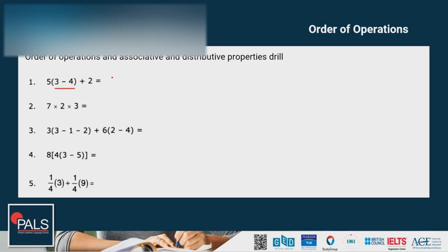So I can write 5. 3 minus 4 is minus 1 plus 2. That's the first step. Then multiplication. 5 times minus 1 is minus 5. Okay, by the way, if I'm using the word minus, I'm referring to negative. So, okay, negative 5. Negative 5 plus 2 is equals to negative 3. Okay, number 2.